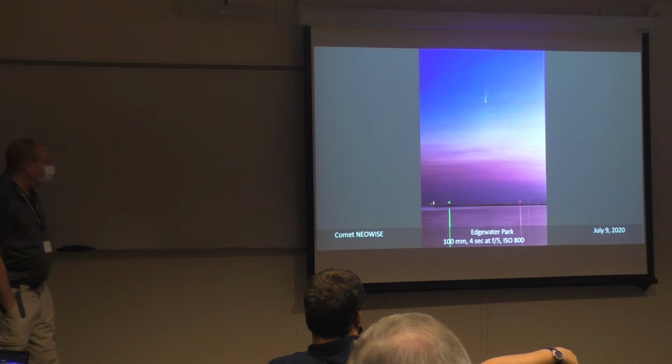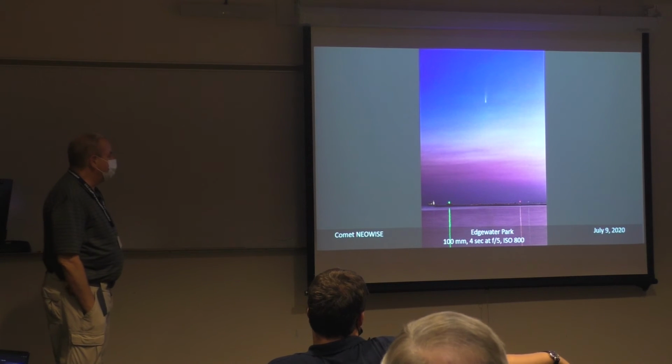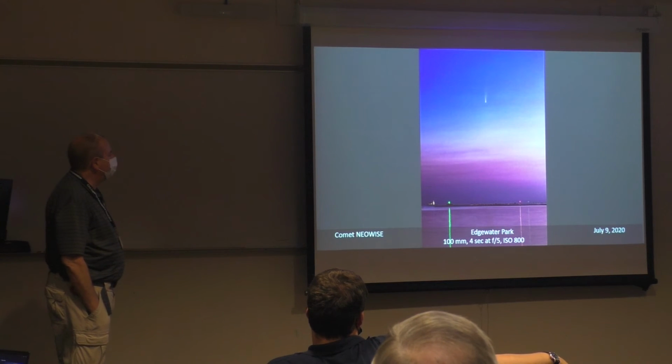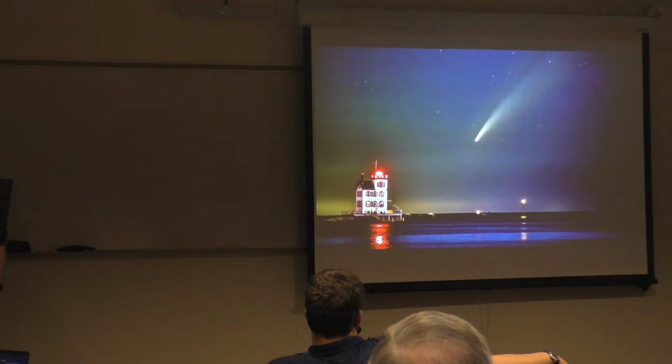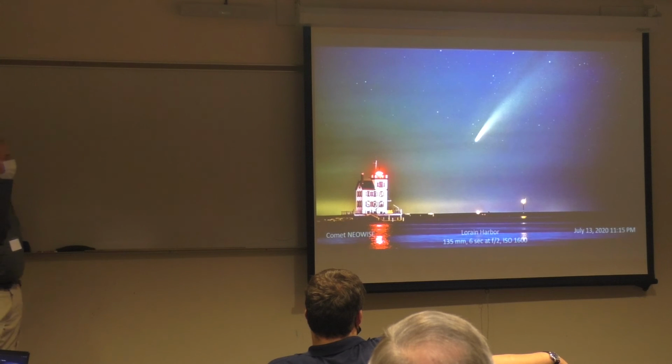Then we get to the comet. This is from last summer, the first shot I got of it, about 4 in the morning, down at Edgewater Park, just as it was getting light in the east. This was looking toward the east. And then in the days ahead from that point, it became an evening object.